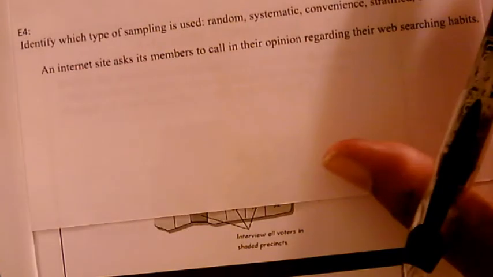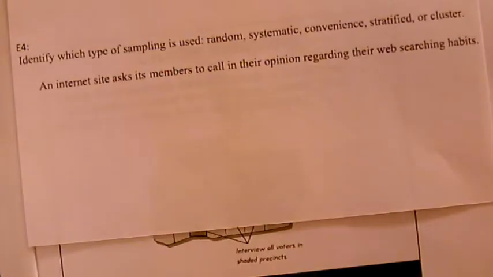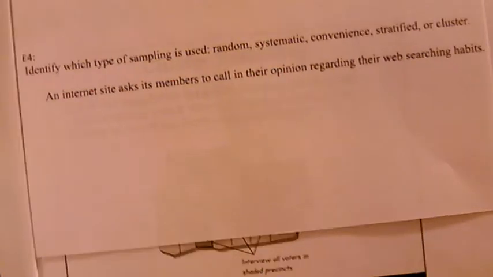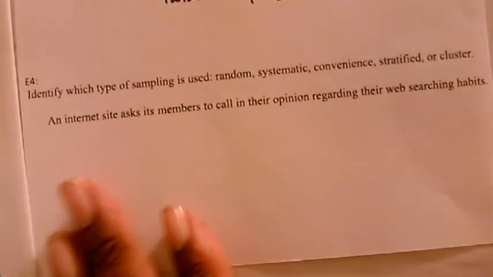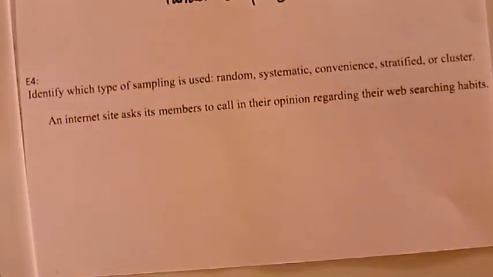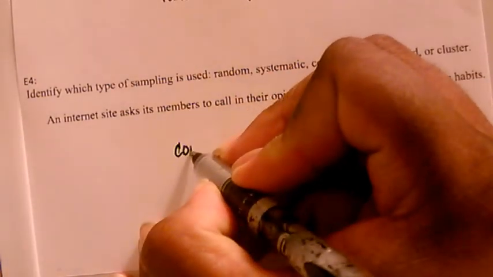Next example. Identify which type of sampling is used. An internet site asks its members to call in their opinions regarding their web searching habits. This one is convenience sampling, and the reason is that you're asking people to call in their opinion regarding their web searching habits, so that's convenience.